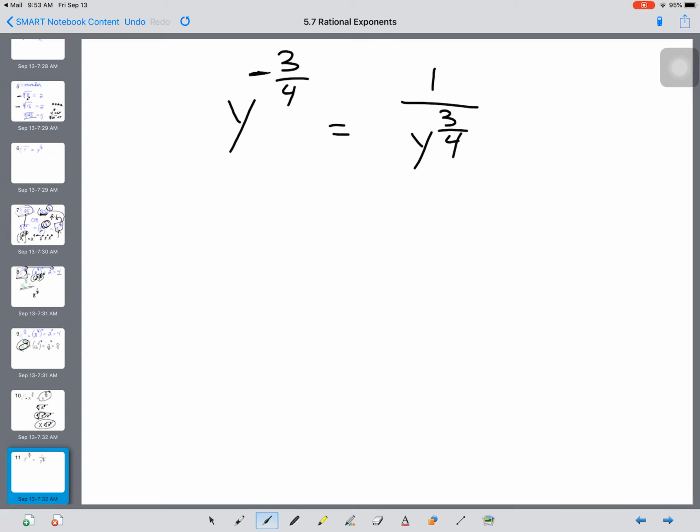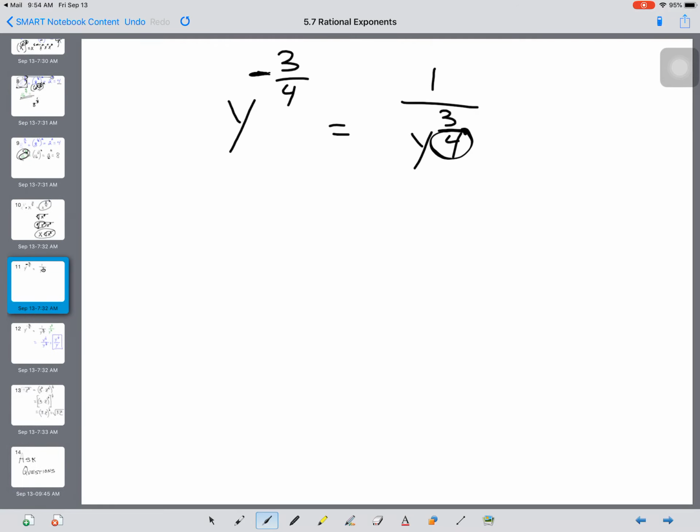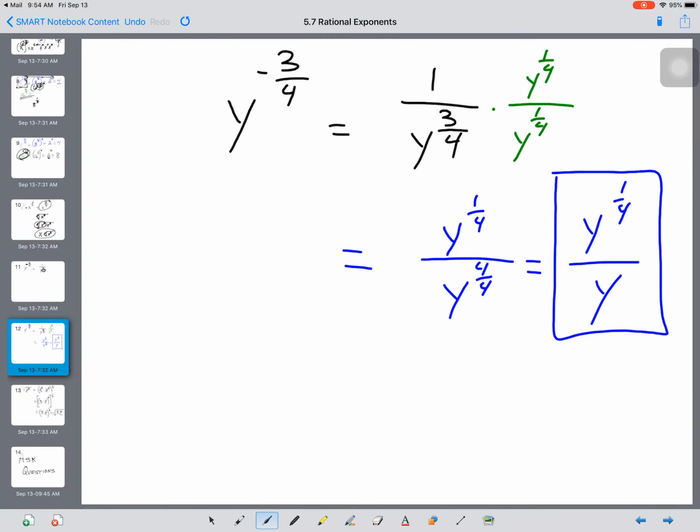Remember what the negative does. A negative ends up putting the fraction or the base in the denominator. So y to the negative 3/4 would be the same as 1 over y to the positive 3/4. Now remember, this is a radical, so I'm going to rationalize that denominator. The idea is you want the denominator to not be a radical anymore, so I'm going to multiply it by the number 1, but I only need to get this to be not a fraction anymore.